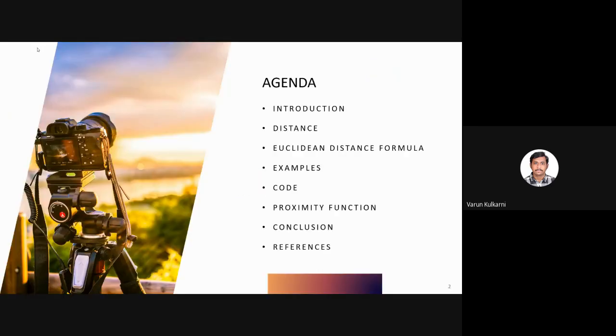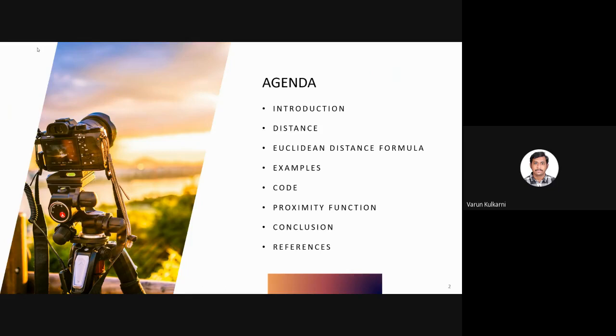Yes, I'm going to cover distance. There are many ways to calculate distance. The best way I think is Euclidean. It is debatable. I'll explain some examples and try to code it. Then finding out the proximity of the pixels, and finally I'll conclude it.